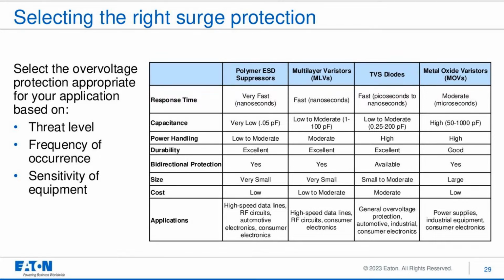When selecting ESD surge suppressors, TVS diodes are again highly versatile and are superior in terms of clamping ability and power handling. MLVs are the value option for a low-cost solution with nanosecond response time and single-digit picofarad capacitance. And polymer ESD suppressors, being the smallest option with the lowest capacitance and fastest response times, are for more specialized low-power applications where space and minimizing signal distortion is critical.